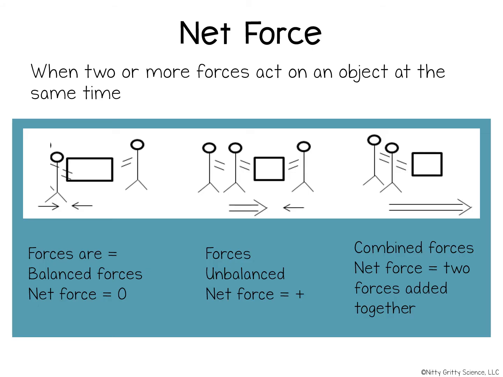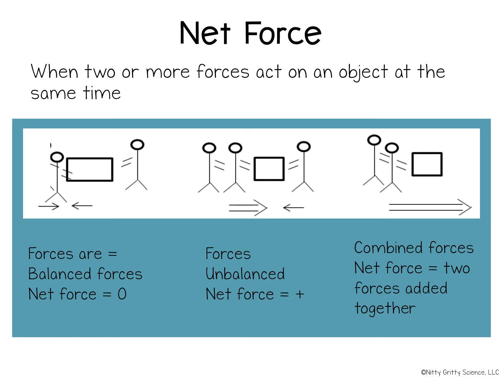When two or more forces act on an object at the same time, the forces are combined to form the net force. The net force on the box was 0 in this example because the two forces cancel each other out. Forces on an object that are equal in size and opposite in direction are called balanced forces.